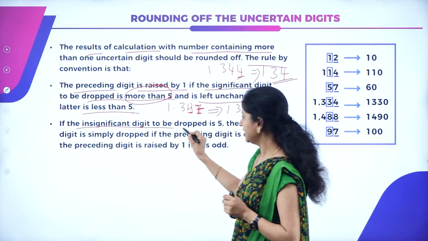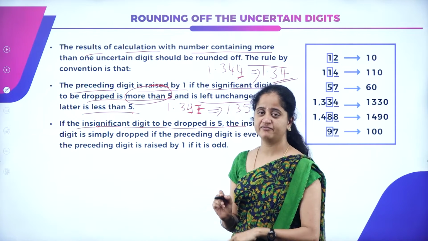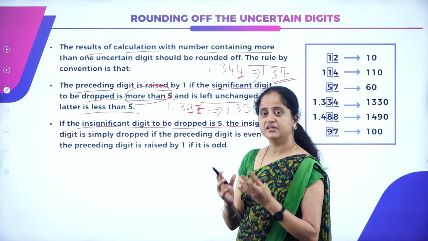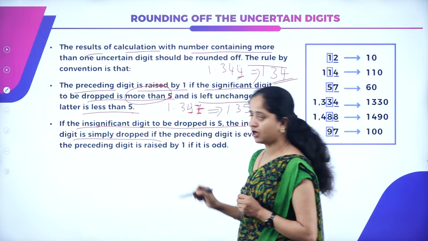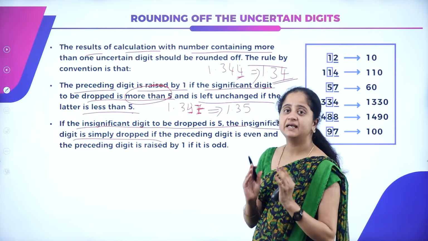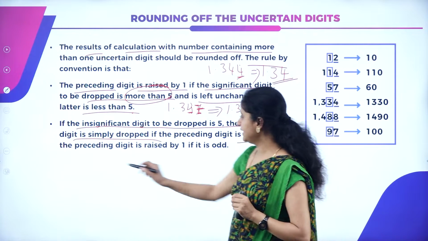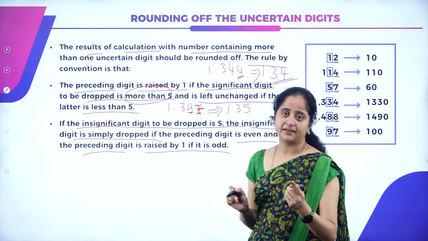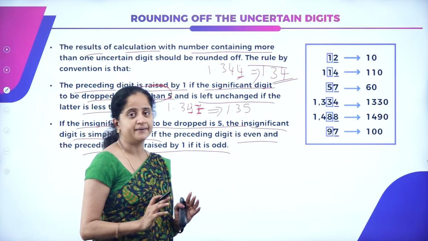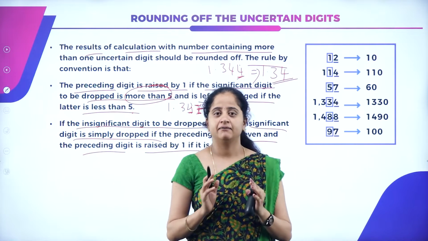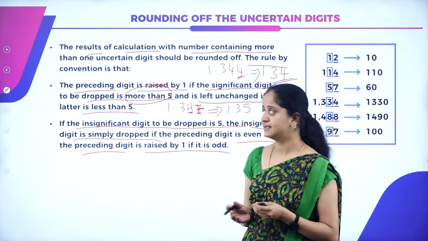If the insignificant digit to be dropped is 5, it is neither more than 5 nor less than 5. If the number is 5 itself, then what should we do? The insignificant digit is simply dropped if the preceding number is even. What if the preceding number is odd? If it is odd, it is raised by 1. The preceding digit will be raised by one when it is odd, or if it is even, it will be simply dropped. Let us see a few examples to understand these rules.